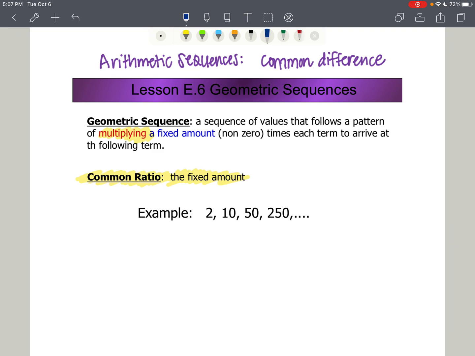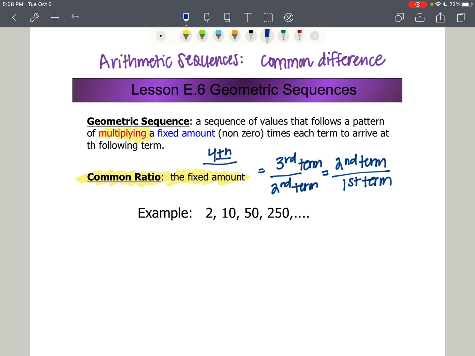So here's an example for us. We've got a sequence 2, 10, 50, 250. What's the amount that we multiply to get from one term to the next? In this case, it's fairly obvious. When it's not fairly obvious, you're going to take the second term divided by the first term, and that's going to equal the third term divided by the second term, which is going to be the same as the fourth term divided by the third term. It's any term divided by its previous term.